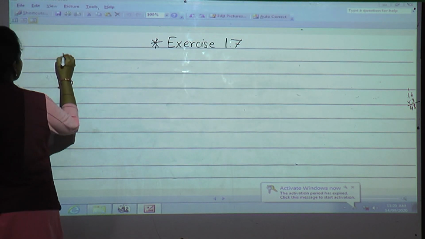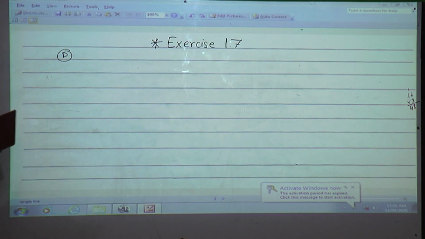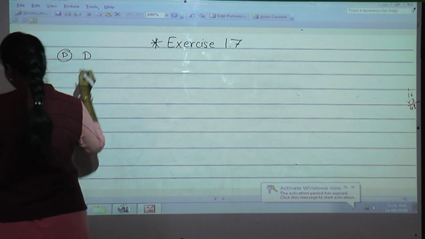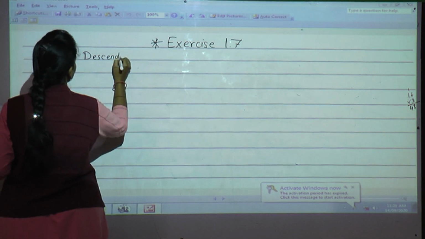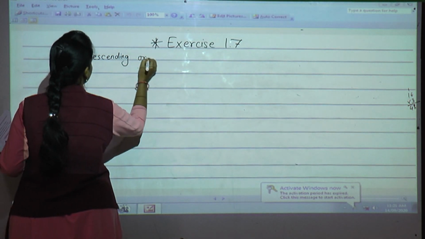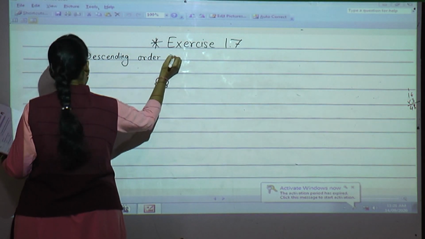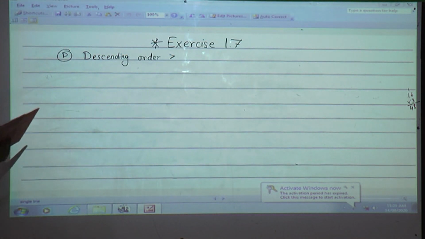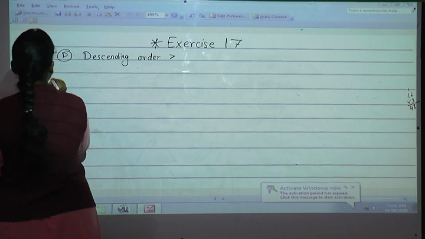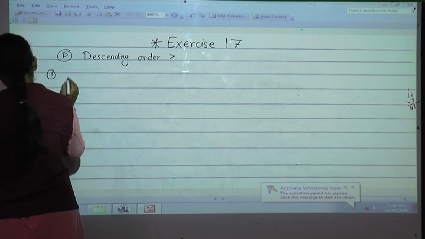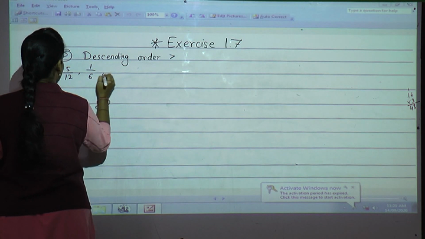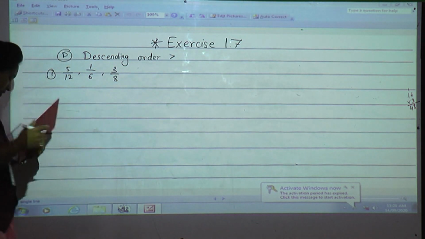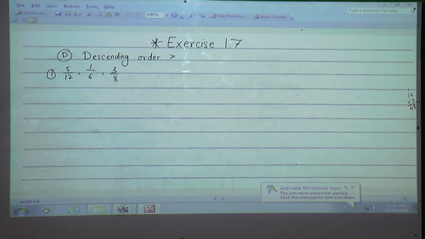Now what is the D question? Arrange in descending order. What have we done? Ascending order. Now descending order. What is descending order? Greater to smaller. With this symbol we have to compare the numbers. First one I will take now. What is the first one? 5 upon 12, comma, 1 upon 6, comma, 3 upon 8. Okay, these are the numbers.